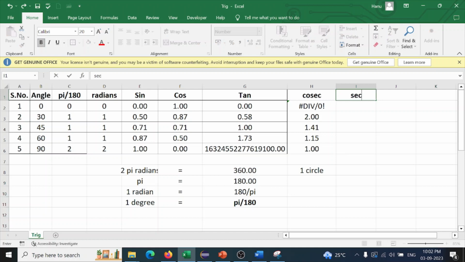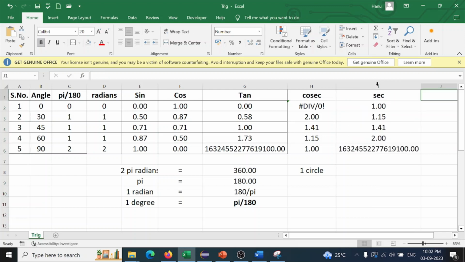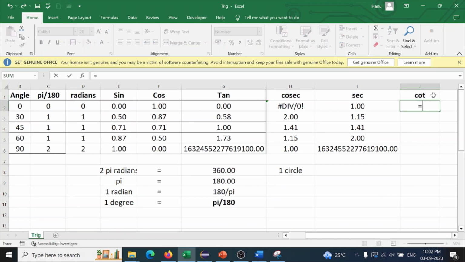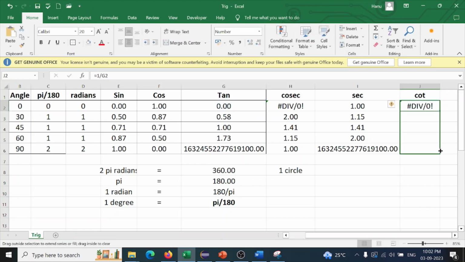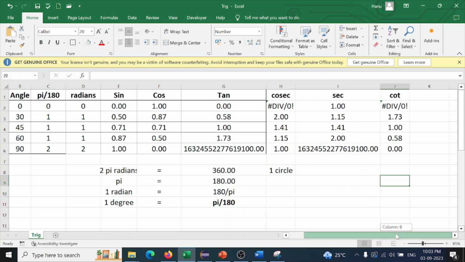Let us do it for sec theta. Sec is the reciprocal of cos. Let us drag it for the other values, and let us take it further for tan, that is cot. This is the reciprocal of tan, not defined for tan 0. Let me drag it further. So this is how we calculate cosec, sec and cot theta also.